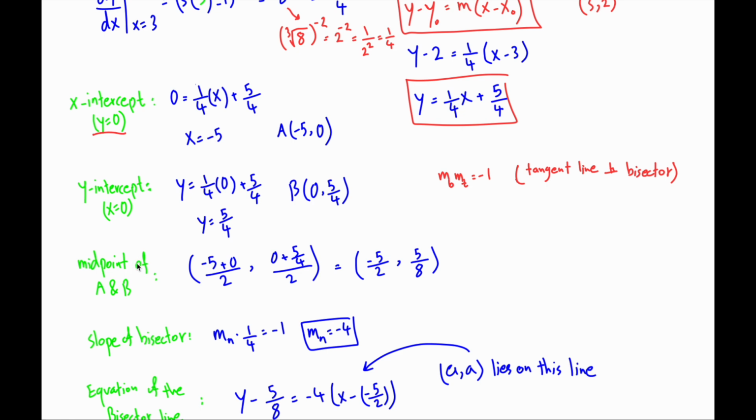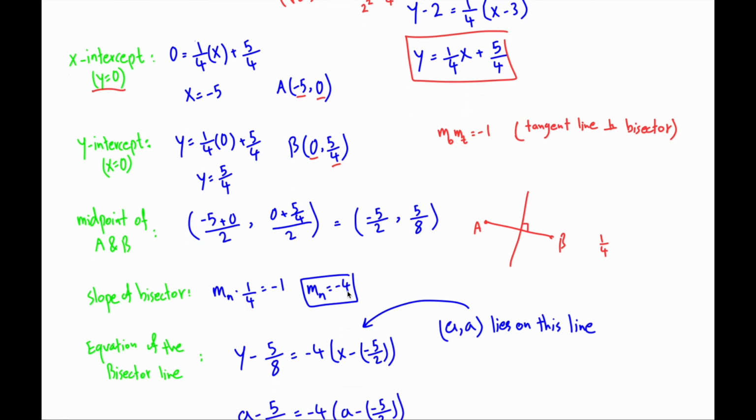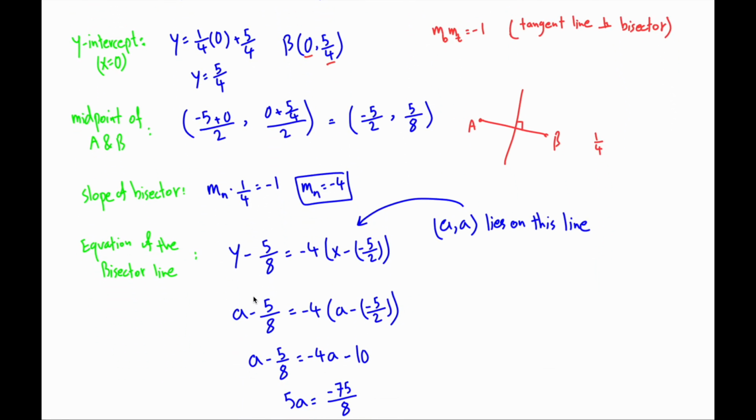And that can be found simply by adding the x's together, taking the average of that, adding the y's together, and dividing by 2. That's the midpoint. And now it's time to find the slope of the bisector. So if this is my line AB with the slope of 1/4, the slope of the bisector, which is perpendicular to AB, has to be -4 according to this formula. You find the reciprocal of that, you multiply it by -1.